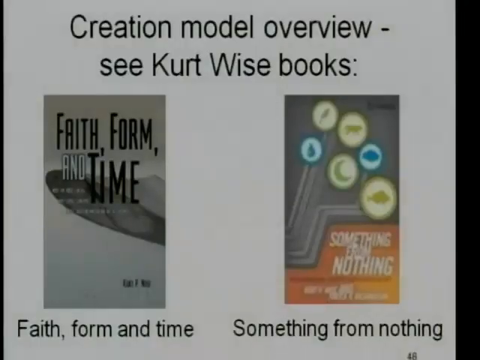And if you want a better feel, an introduction, of a broad creationist model, then do look at these books here. You can order them. Not that easy to get hold of. I've got my own copies here. You can't have those, but you can get them from Amazon. They're both really the same. Something from Nothing is a slightly simplified version of what's in Faith, Form and Time, but it gives an overview of a sort of complete creationist model.